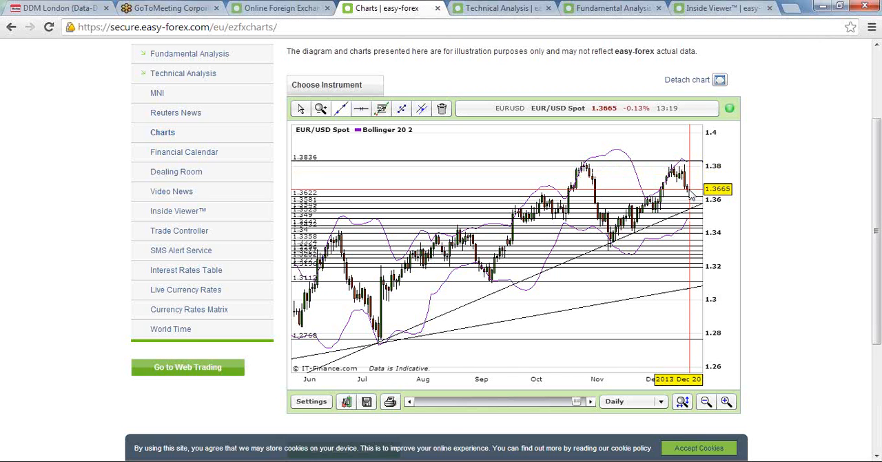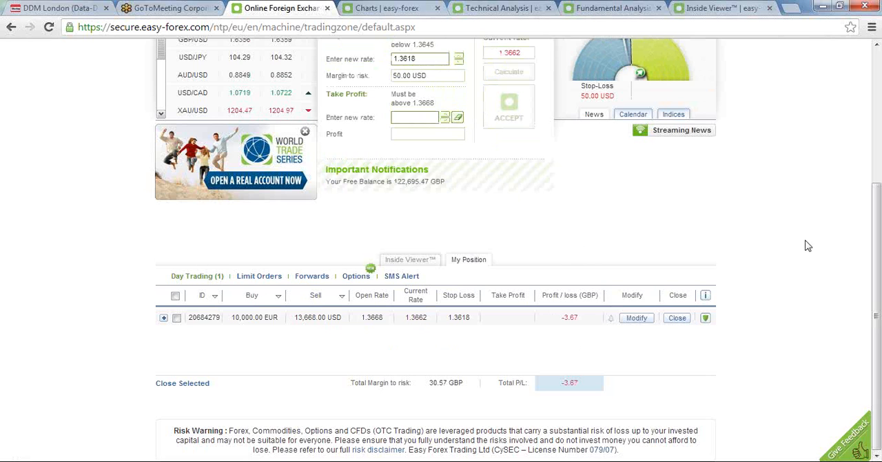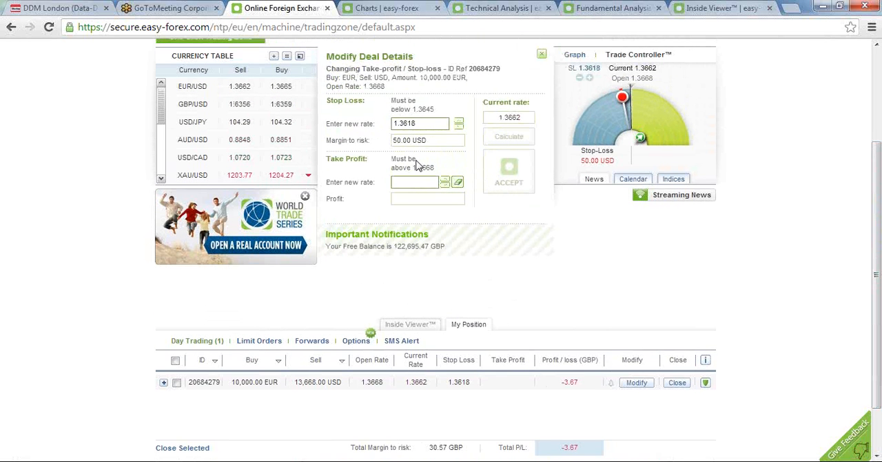So I'm already in the trade. I'm making money as it rises, but if it gets up to 1.3817, I'm going to get out on the profit side. I'm going to take a profit at that level. If it keeps coming down, I'm losing money. I want to be out of this trade by the time it hits 1.36. Now I need to go to my trade. I can click on modify, and I can tell the system, hey, look, system, get me out at these levels.